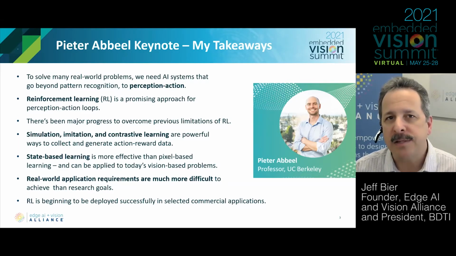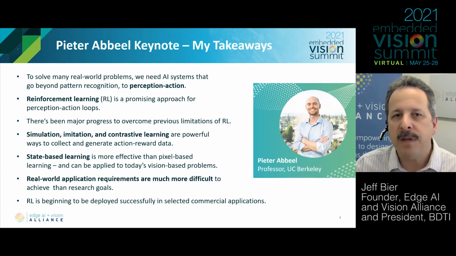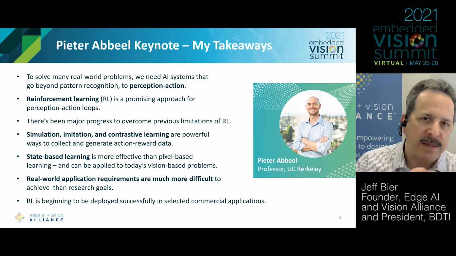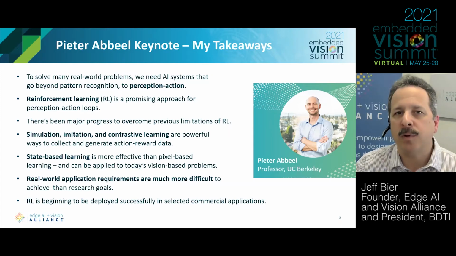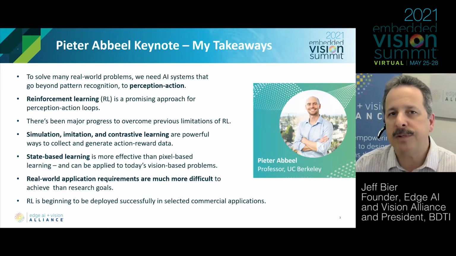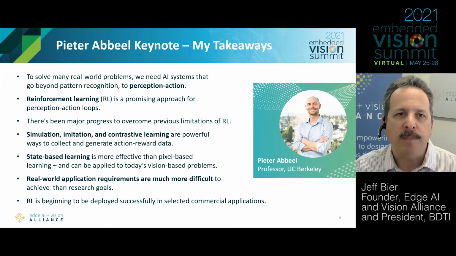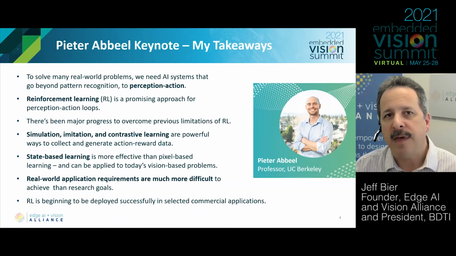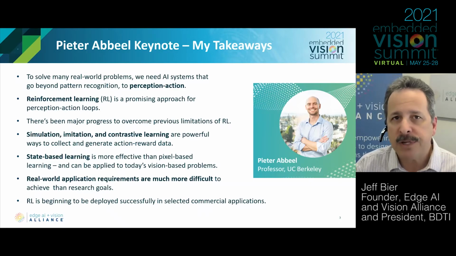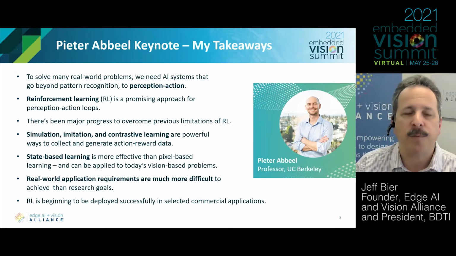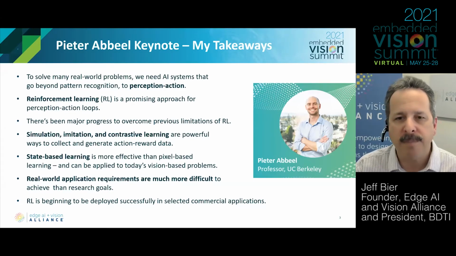The focus was on how we take AI, in particular deep learning, beyond systems that simply perceive and understand the world around them to systems that use deep learning to direct their actions. As Peter called it, perception action loops. And Peter showed how reinforcement learning is the form of deep learning that's suited for these kinds of perception action applications. For example, autonomous vehicles and various kinds of robots and even things like chatbots.